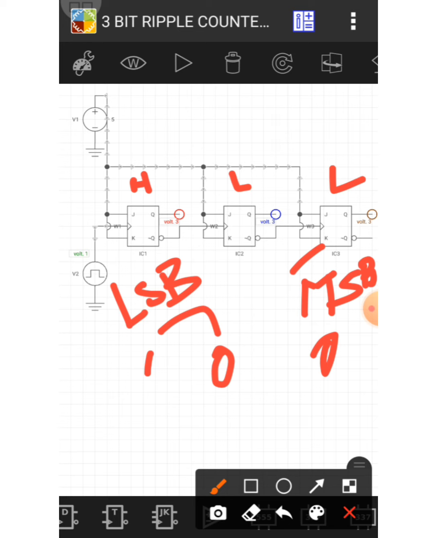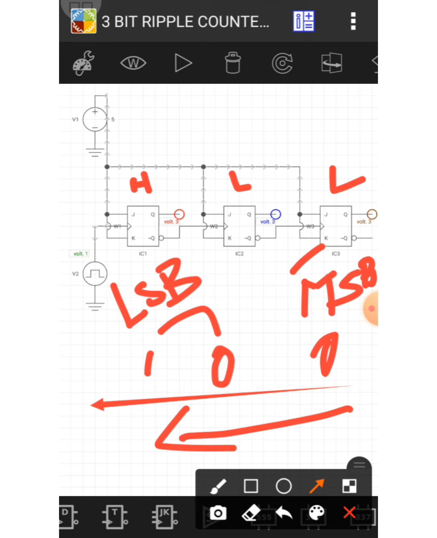If we run this experiment, we will calculate the values from right to left. Okay, right to left, we must notice that carefully. Next, okay, we will run this circuit.